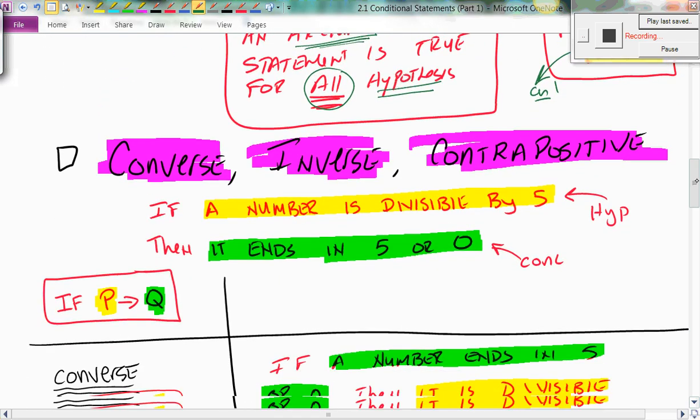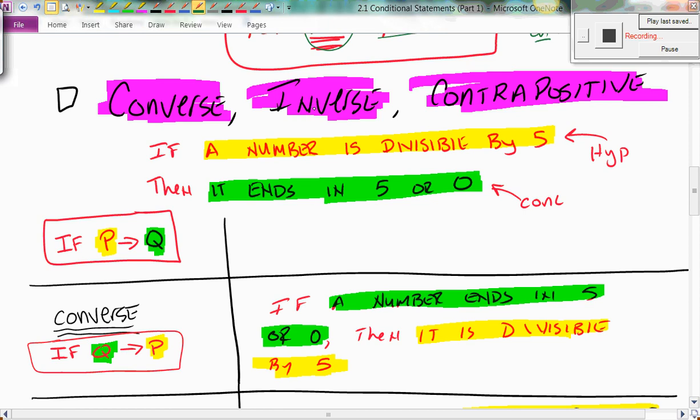So then we spoke about the converse, the inverse, and the contrapositive. These three ideas are for negating a conditional statement. And I introduced this notation of P and Q. I start off with a working example: if a number is divisible by 5, hypothesis, then it ends in 5 or 0, conclusion. We said everything in yellow is going to be P, and everything in green is going to be Q. So the original statement says if P, then Q.